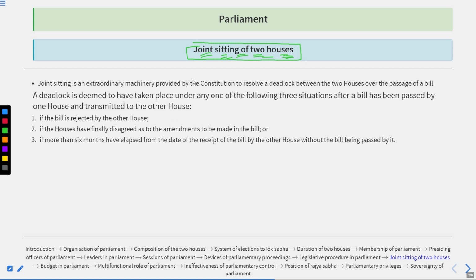But before this, let me ask you one simple question. The question is, from which constitution of the world we had borrowed the concept of joint sitting? To answer this question, I will grant you 30 seconds. You are required to think and tell me the answer within that particular time. Okay, so your time is going to start now. Then I will give you the answer.